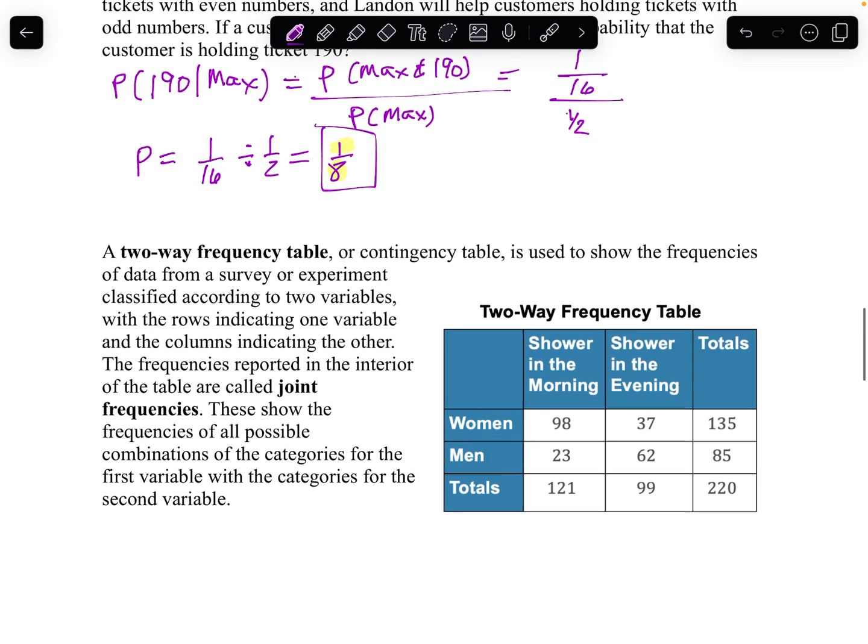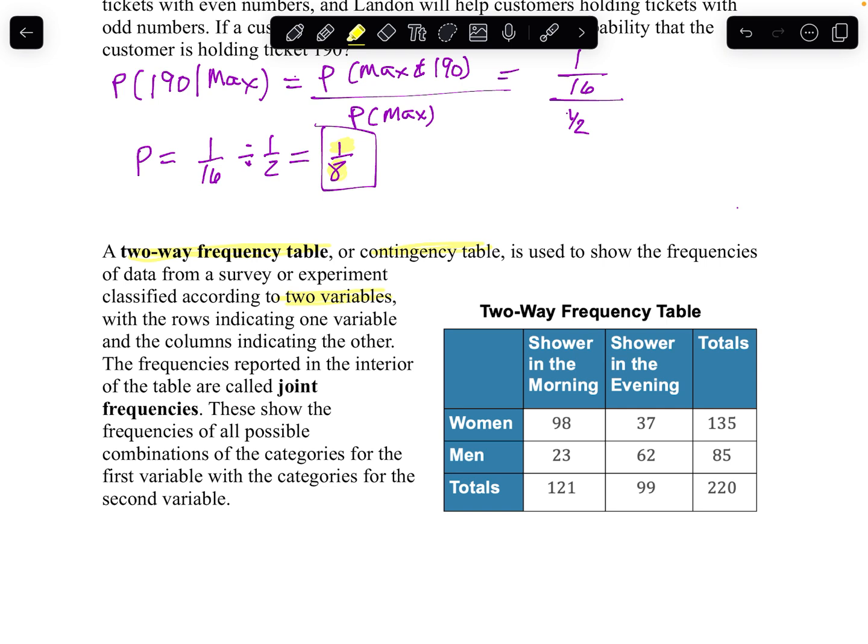Now, the next thing we're going to look at, the second part of our lesson, like I said, the first part of the lesson, pretty straightforward. We're just going to use conditional probabilities and go with them. Now we're going to look at a two-way frequency table, which we've done before. You did that in algebra, and we're going to take a look at it again. So we call it a contingency table also. Okay. And what it does is it's going to show our frequencies from data from a survey or experiment. We're going to classify it according to 2 variables, hence the word two-way table, with rows indicating one variable and columns indicating the other variables.